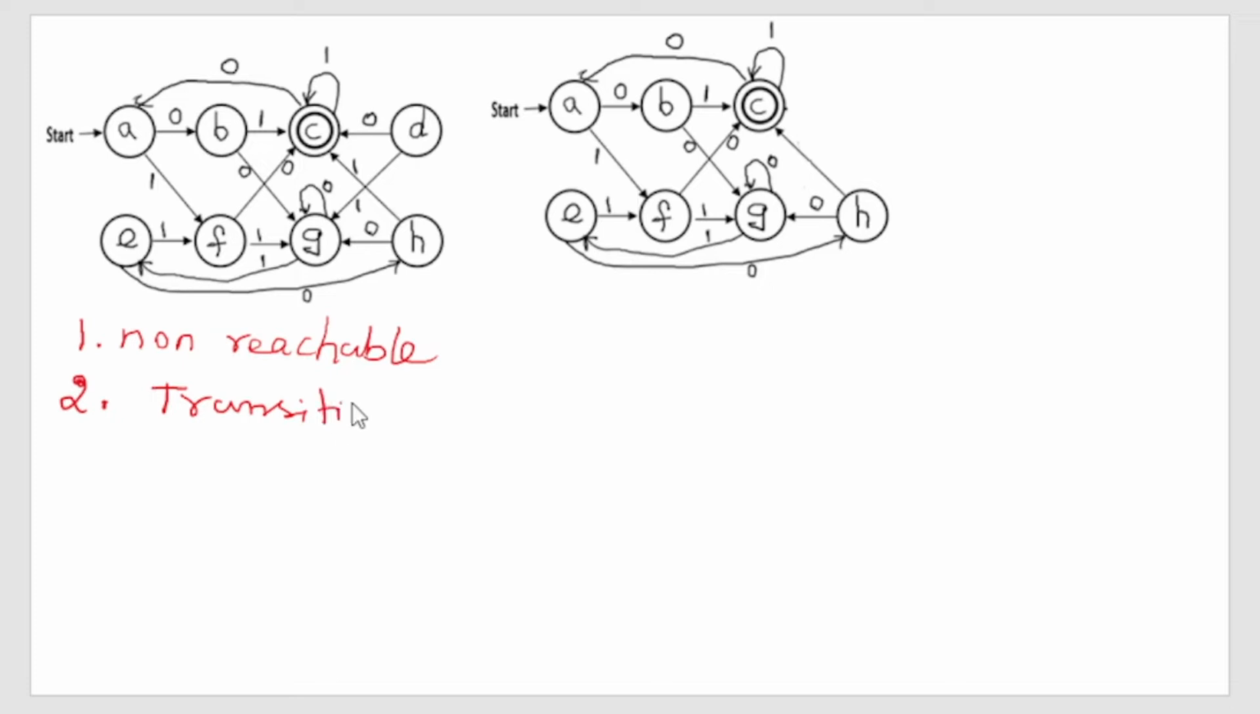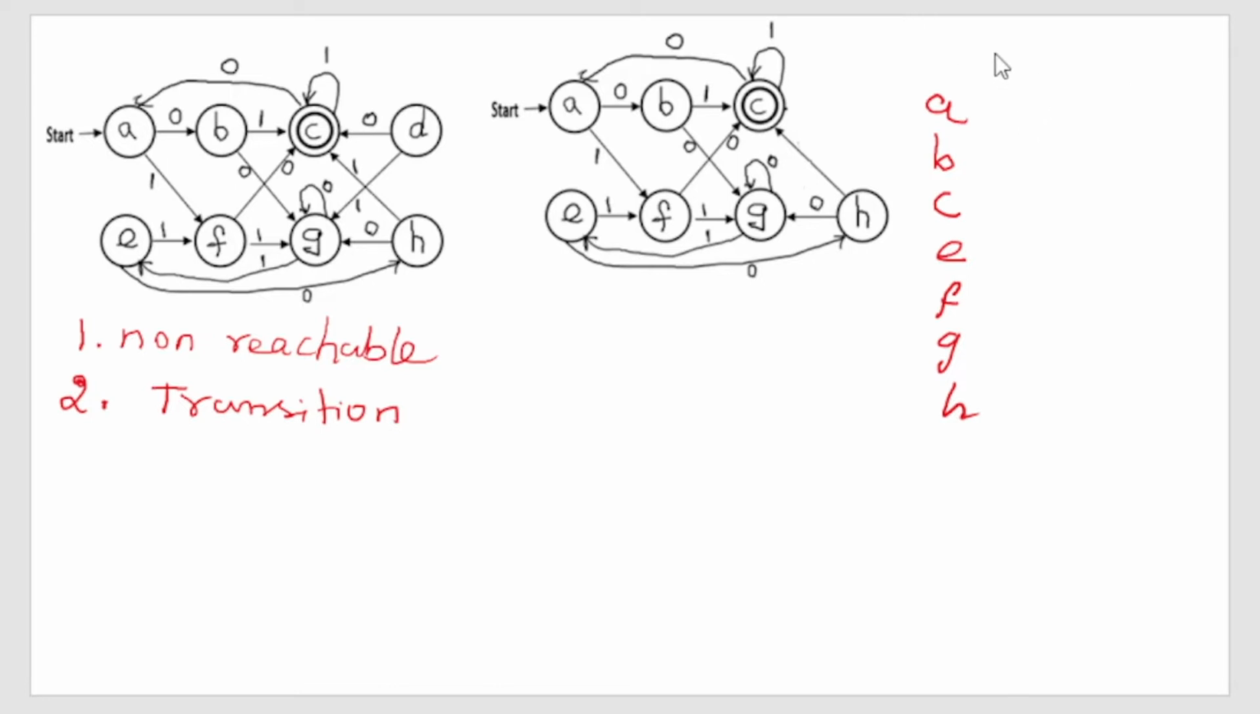To construct the transition table, we take the set of all states. From each state, we identify where it goes on a 0 transition and where it goes on a 1 transition. With that information, we construct the transition table. Let me construct it. The available states are A, B, C, E, and then F, G, H.